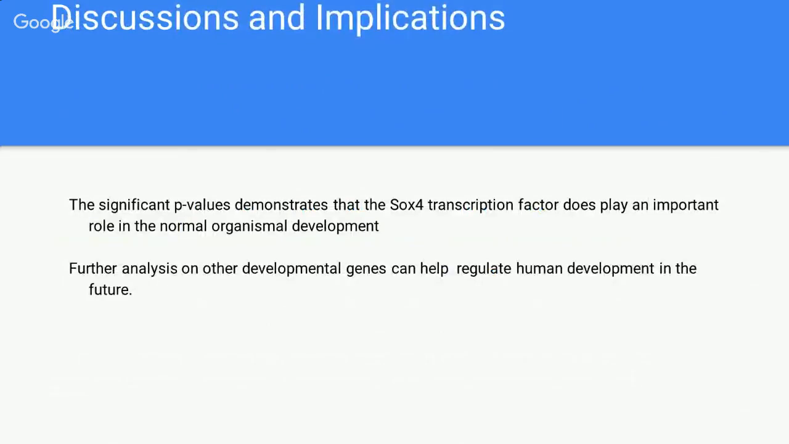So ultimately, from this data, we can determine that the significant p-values demonstrate that the SOX4 transcription factor does play an important role in normal organismal development. And we also found that further analysis on other developmental genes can help regulate human development in the future.